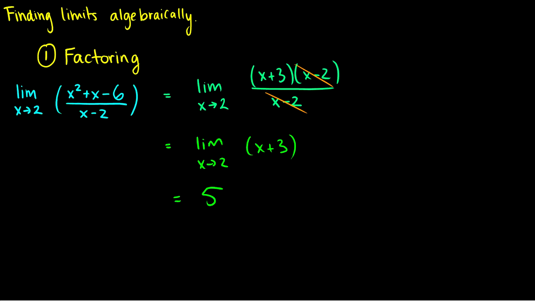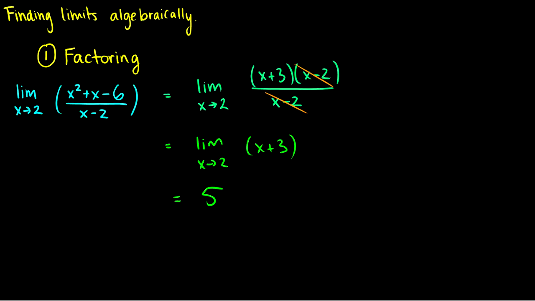Now, of course, these curves aren't the same. So x squared plus x minus 6 over x minus 2 is not the same curve as x plus 3. And this is important to note. However, the limits are preserved. So if we graph this, we can see that the limit as x goes towards 2 of x squared plus x minus 6 over x minus 2 will tend to 5.